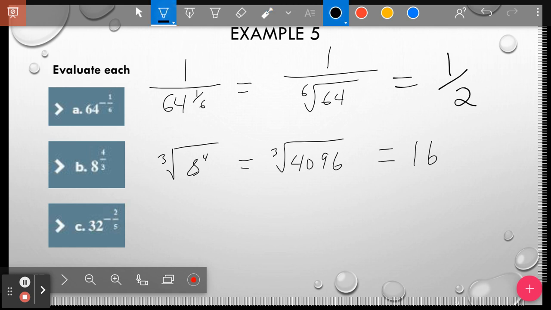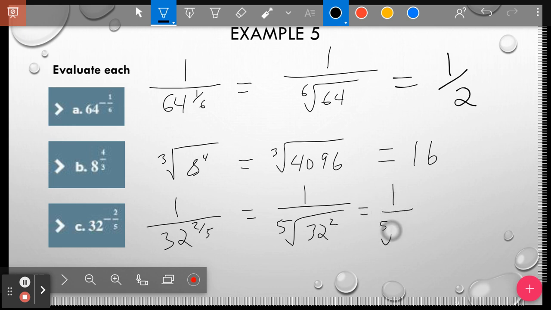Same thing as the top one up here. This is a negative exponent, so this becomes 1 over 32 to the 2/5 power, which equals 1 over the 5th root of 32 squared. The first thing I want to do with my calculator is figure out what 32 squared is. 32 squared is 1,024. Then I'm going to grab my calculator, hit 5, math, go to the 5th one down, type in 1,024, and it says 4, so this becomes 1 over 4.